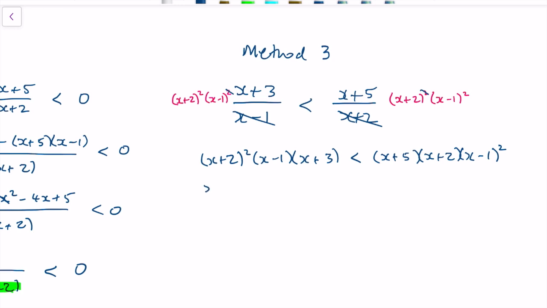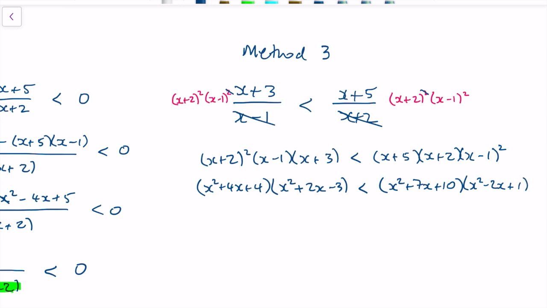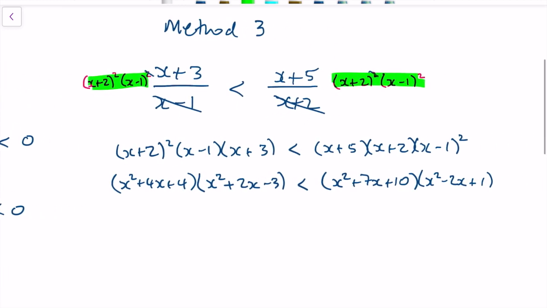So I can go x squared plus 4x plus 4 multiplied by x squared plus 2x minus 3. This one, x squared plus 7x plus 10. This one, x squared minus 2x plus 1. Now, of course, this method is more tedious, but the general understanding of doing this stuff and how the sign doesn't change if you multiply by a perfect square on both sides is actually quite a useful thing to learn. Here, of course, it's more tedious because there's a lot more algebra.